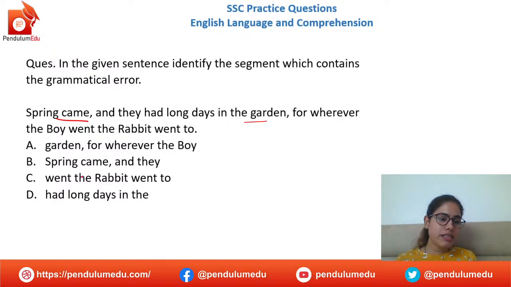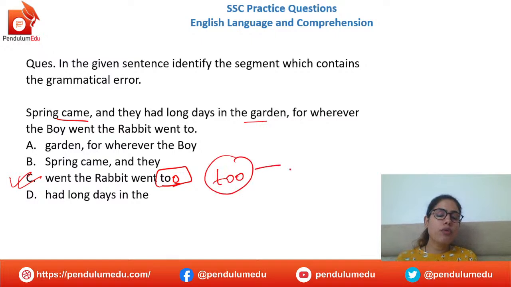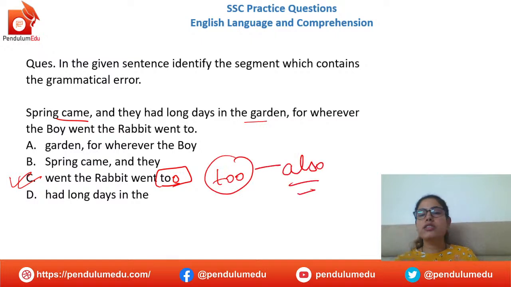Devesh says C. That's right. The rabbit went too, because here we would be using TOO. The reason is we want to say also कि wherever the boy went, जहाँ जहाँ पर वो गया, rabbit भी उसके साथ गया. So that is the meaning of also we need to give. We'll be using TOO too. That's right.